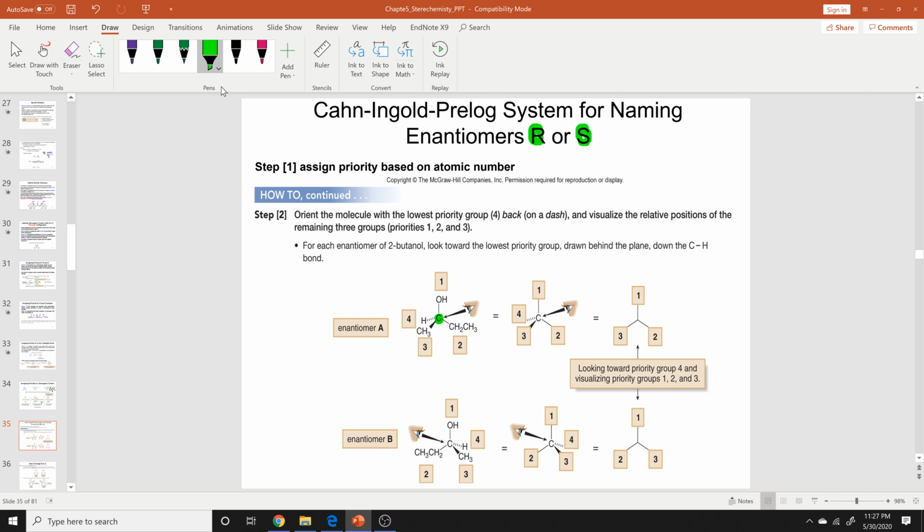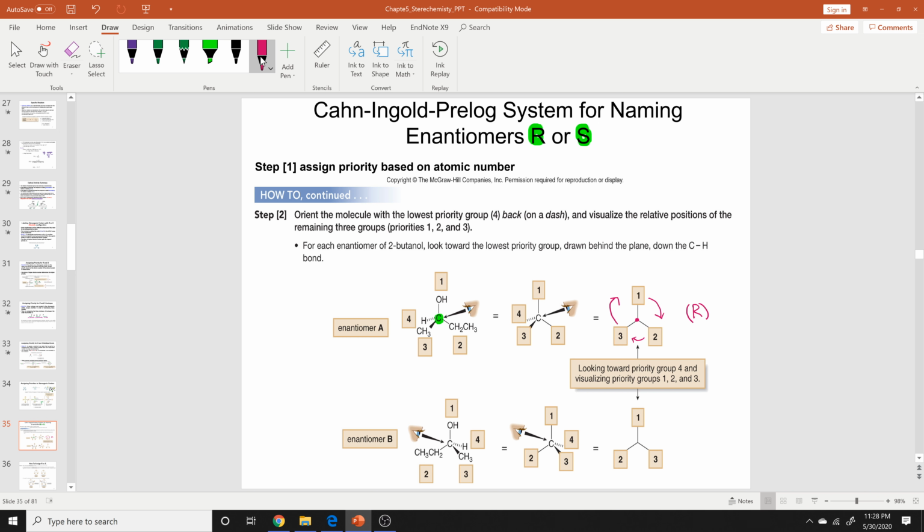So when it is behind, what you're going to see now are only groups 1, 2, and 3. And you basically go around based on their priority. So I am going over here as groups 1, 2, and 3. I'm going with my rotation like this. See how I am going with my rotation? I'm going with my rotation clockwise. So going with my rotation clockwise, this is going to be my R configuration. So the rotation around this chiral center is going to be R. The way that I did it, I looked away from group number 4. The lowest priority group always has to be behind.